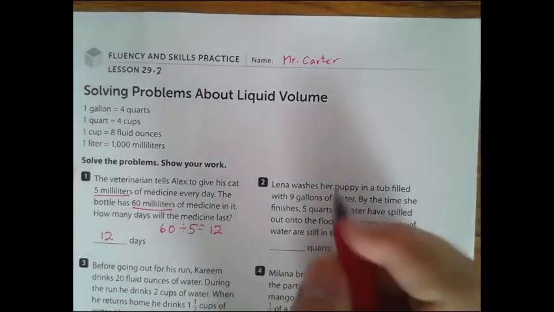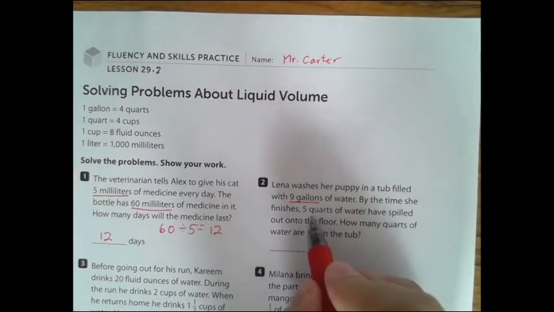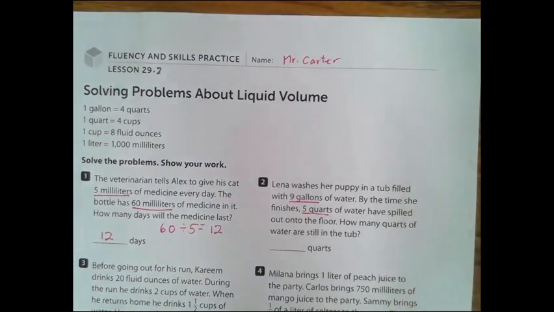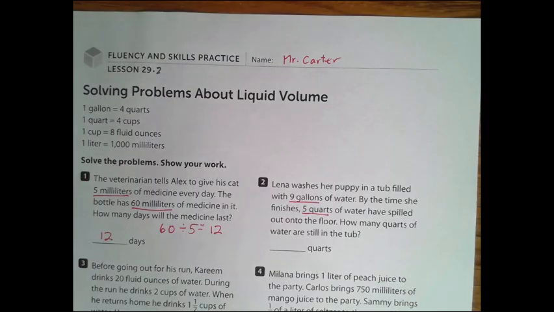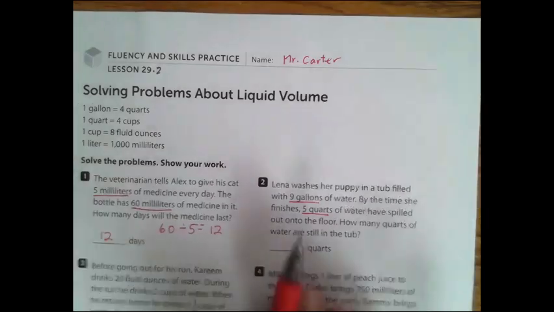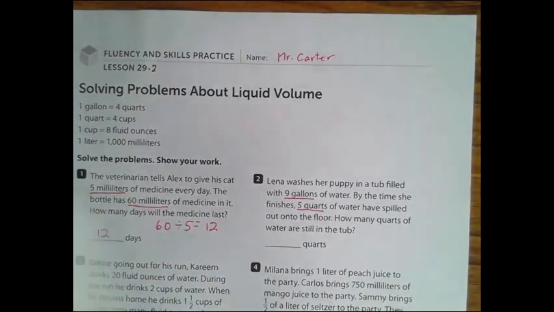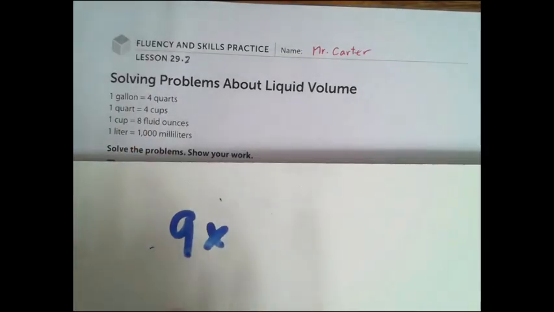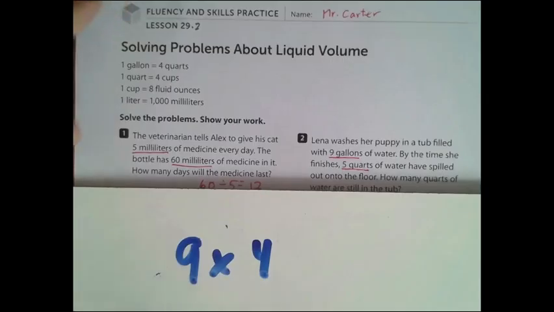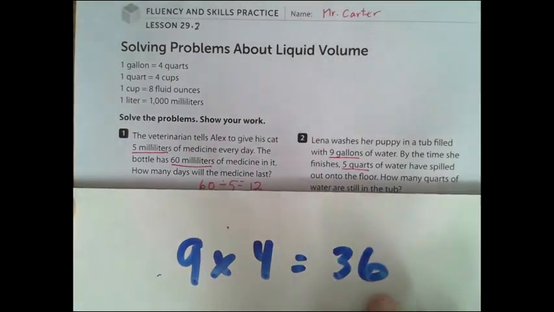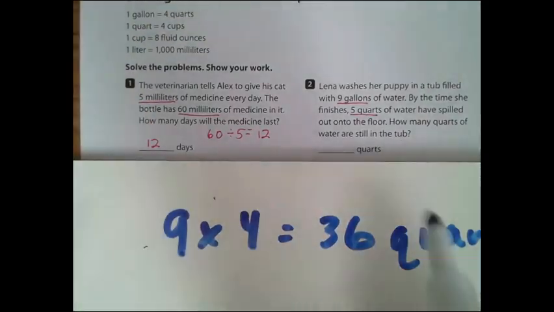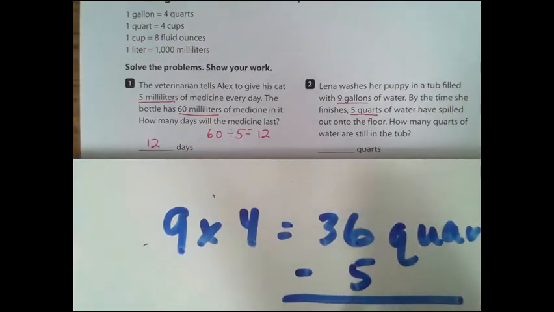Lena washes her puppy in a tub filled with 9 gallons of water. By the time she finishes, 5 quarts have spilled out onto the floor. How many quarts of water are still in the tub? So what we need to do is take those gallons and change that into quarts, because that will help us with this. If we have 9 gallons, you can see that there are 4 quarts in 1 gallon, right? So 9 times 4 equals 36. That gives us 36 quarts. And 5 of those quarts spilled, so we're just going to subtract 5, and that's simply going to leave you with 31 quarts.